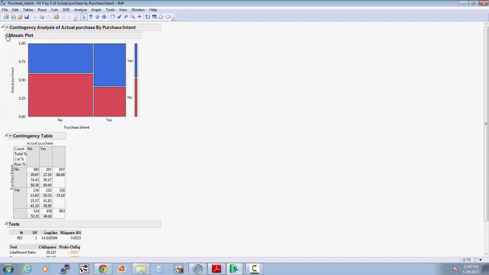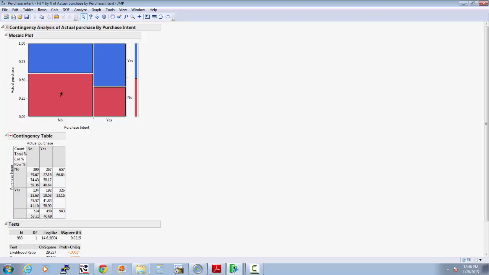Have a quick look at the Mosaic plot. The Mosaic plot is just a way of presenting the row-wise percentages to you. Remember, these are the numbers at the bottom of each cell, and you know that they are the row-wise percentages because it tells you in the legend up here. So let's see if we can understand what's going on in the Mosaic plot.